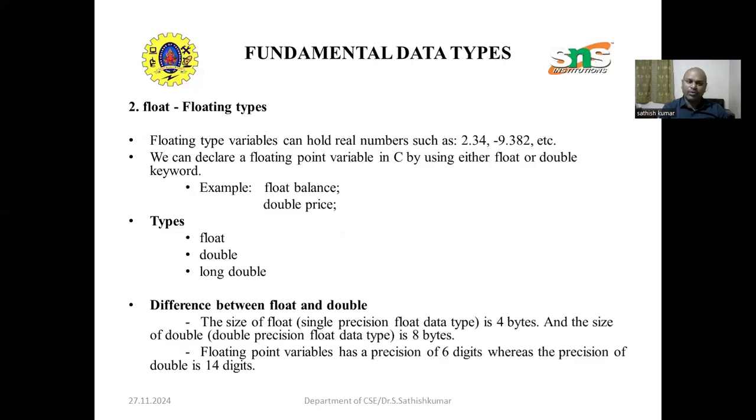The second one is floating types. Floating type variables can hold real numbers such as 2.034 and -9.382. We can declare floating point variables in C by using either the float or double keywords, for example float balance, double price. The types of floats are float, double, and long double. The difference between float and double: the size of float is 4 bytes and the size of double is 8 bytes, and a float has a precision of 6 digits, whereas the precision of double is 14 digits.